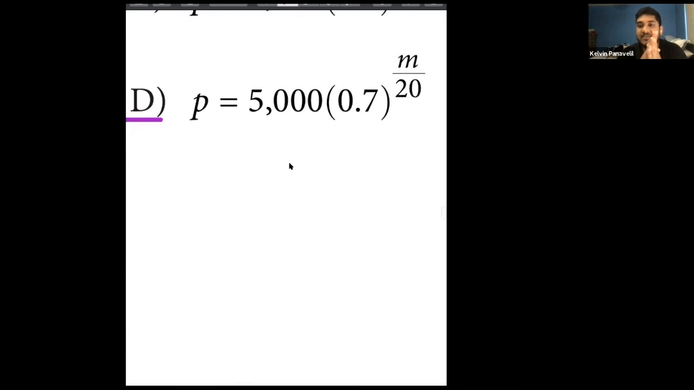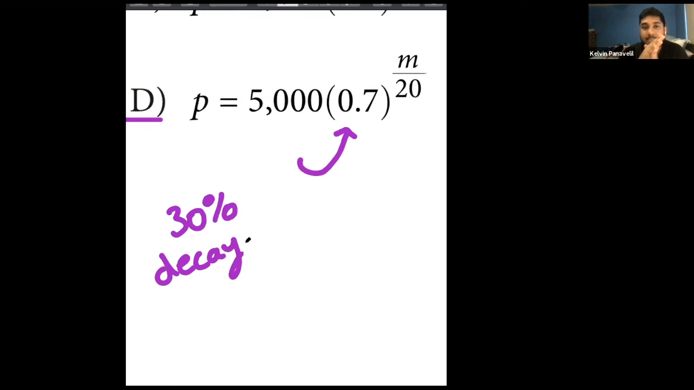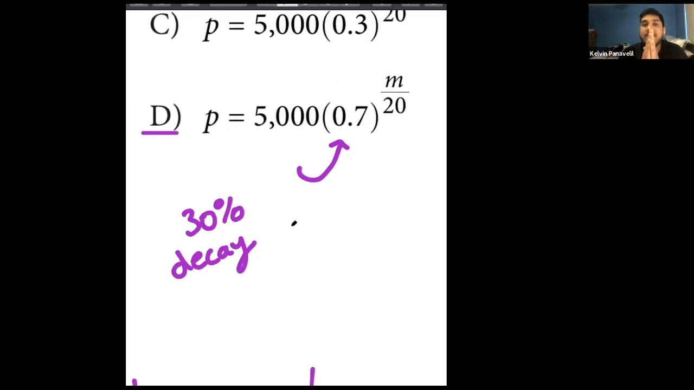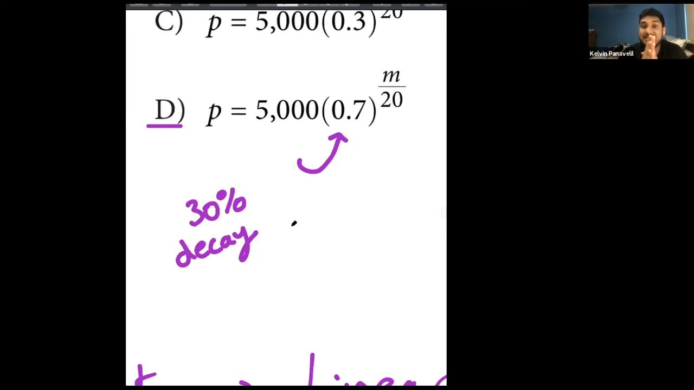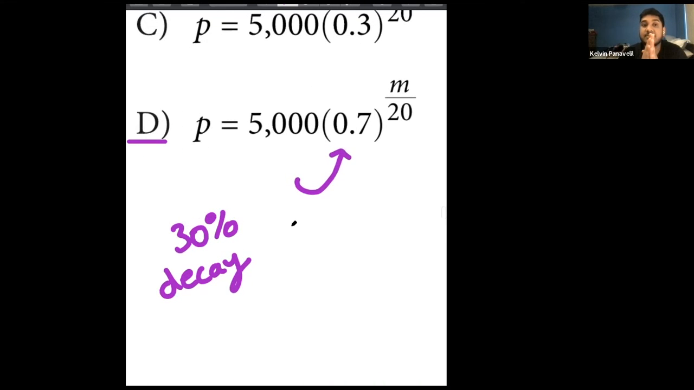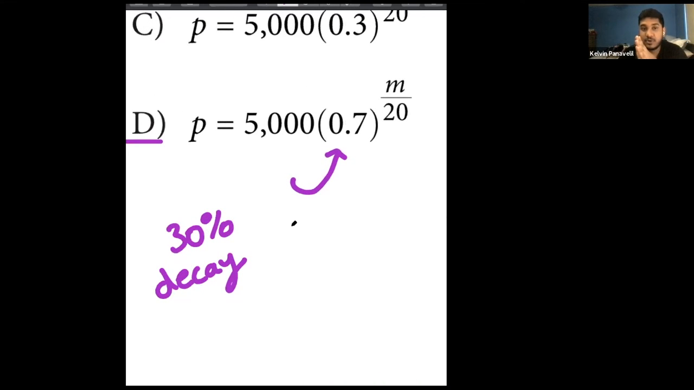When you multiply by 0.7, what percent decay is that? Really good, 30% decay. 0.7 is a 30% decay. So if the question said the amount of paper is decreasing by 30% every 20 minutes, that would be a 30% decay every 20 minutes.